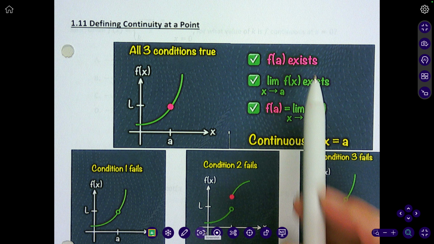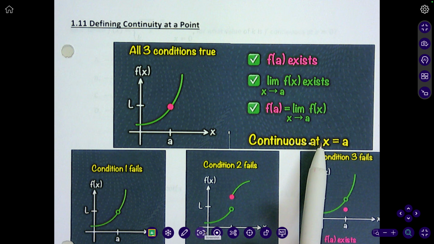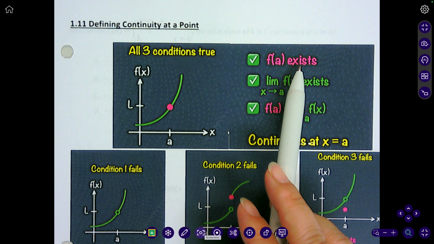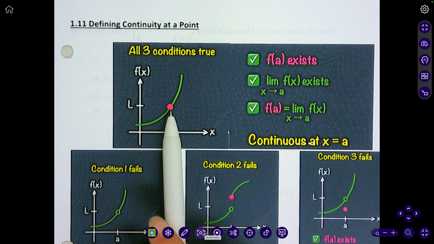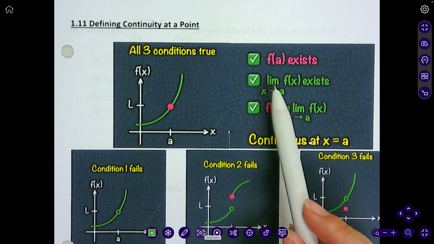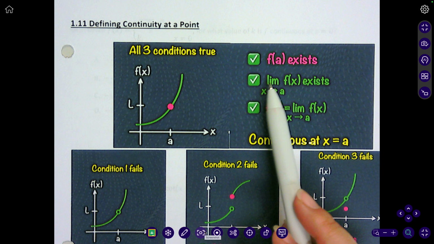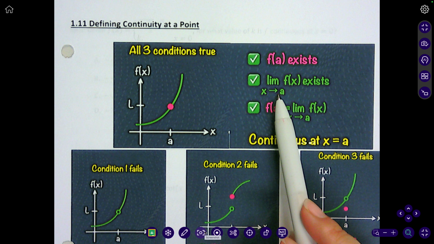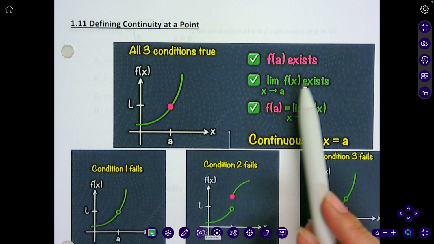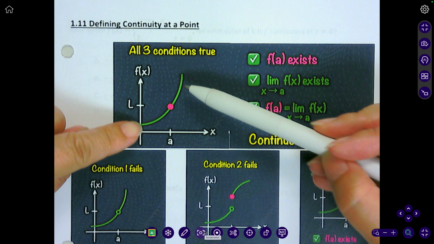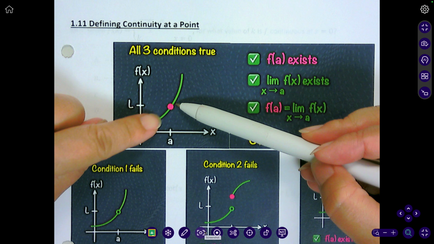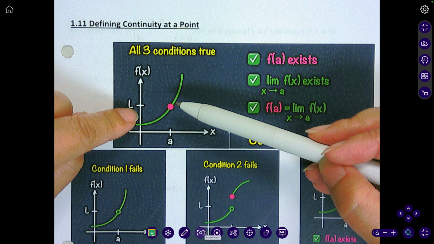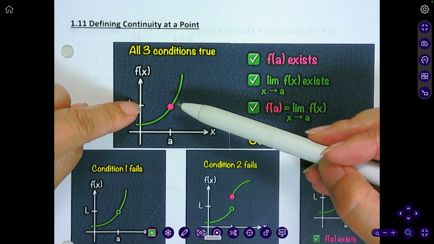So the first thing first, at x equal to a, the function needs to exist. That means there needs to be a point right there. Everybody okay with that? There has to be a point there. The next criteria is that the limit as x approaches a from both sides of the function needs to exist. That means the limit from the right and the limit from the left have to agree, and they have to come to a single y value.